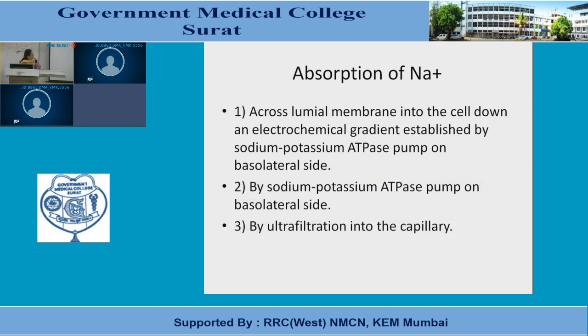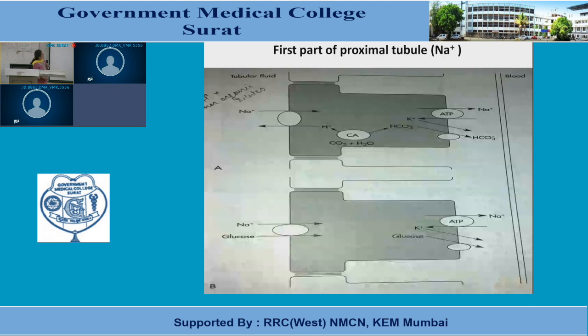So we have the sodium-potassium pump on the basolateral side, and on the luminal side the sodium-potassium ATPase pump on the basolateral side, with ultrafiltration into the capillaries by the bulk flow mechanism. So this is the first part of the proximal tubule. You can see the sodium absorption, the sodium-potassium co-transporter, then the sodium-glucose co-transporters, and then the sodium-hydrogen counter-transport. We can see the tubular fluid, the blood, and the carbonic anhydrase mechanism for generation of H+.